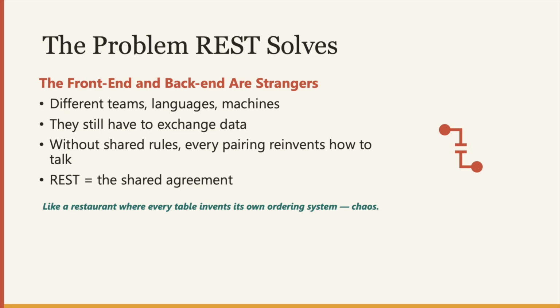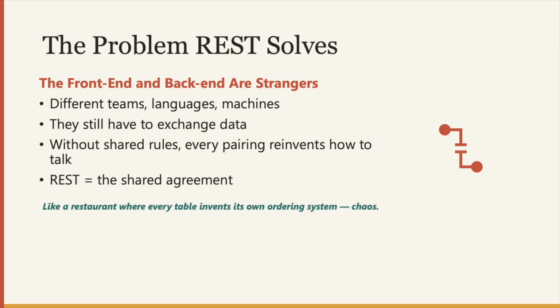First, the problem REST solves. Your front end and back end are basically strangers. Often different teams, different languages, different machines. The front end needs to ask for data and send new data. But how should it ask? Where does it send the request? What comes back? If every backend answered that differently, every frontend would relearn the rules from scratch. That would just be complete chaos.